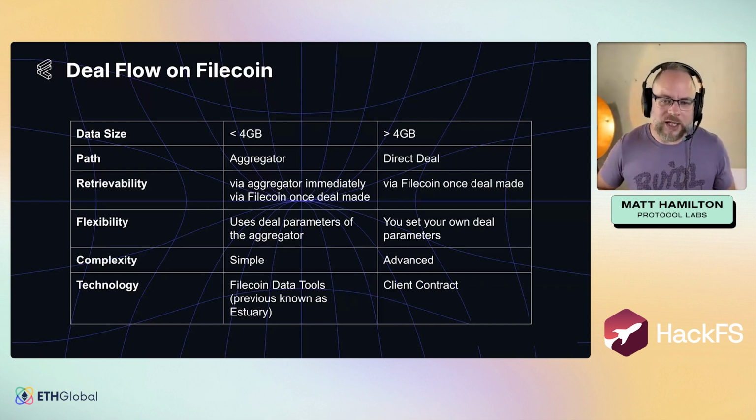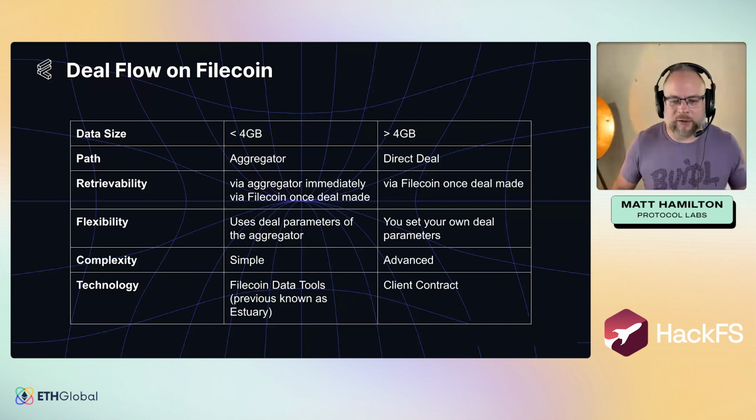In terms of complexity, going via an aggregator is simpler because the aggregator handles a lot of these, and you'll see that a little bit when we go on further and we look at the commands used to actually instigate this. With the direct deal, the complexity is a bit more advanced, but you have more flexibility there. So it's that typical engineering trade-off between simplicity and flexibility.